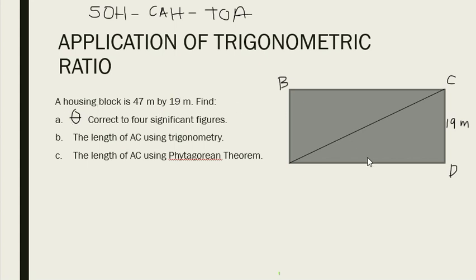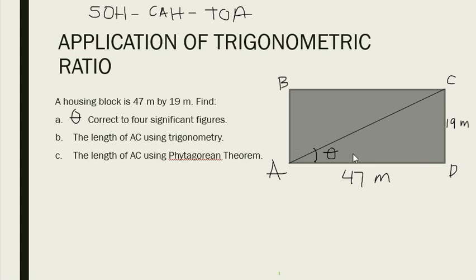So here we are given a housing block that is 47 meters. So this should be A here. And then 47 meters by 19 meters. First thing is we need to find theta correct to 4 significant figures. So this is how we do it. We need to apply what formula should we use from SOHCAHTOA. You have to check your given.